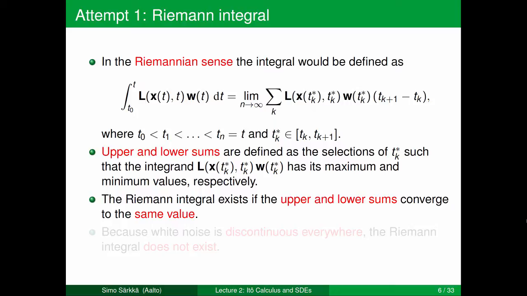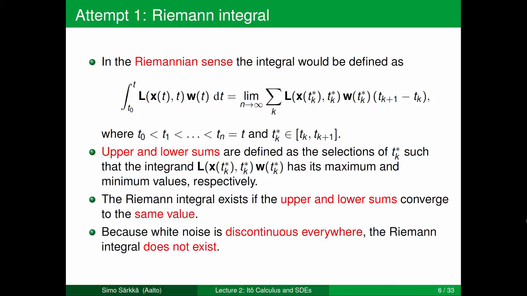And the Riemann integral exists if the upper and lower sums converge to the same value. And now what happens is that we are actually evaluating the value of white noise over there. And it is discontinuous everywhere, which means that there is no hope that the upper and lower sums would actually converge to the same value. And that's why the Riemann integral cannot exist in this case. So we cannot define this integral as a Riemann integral.